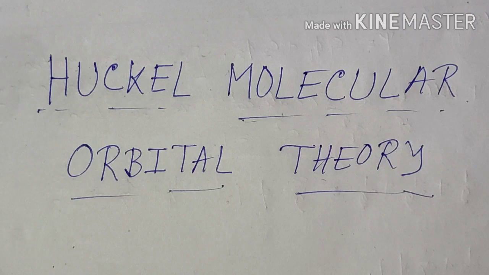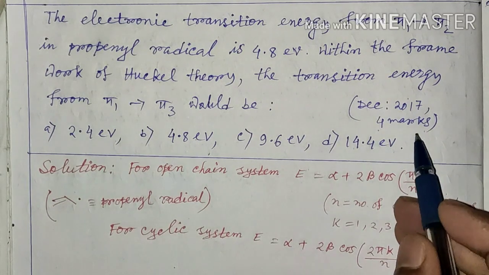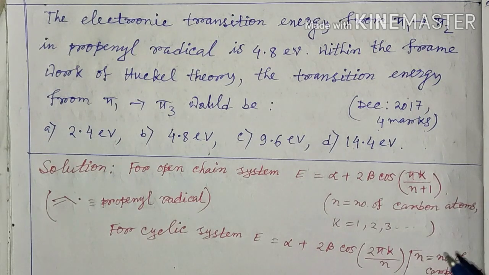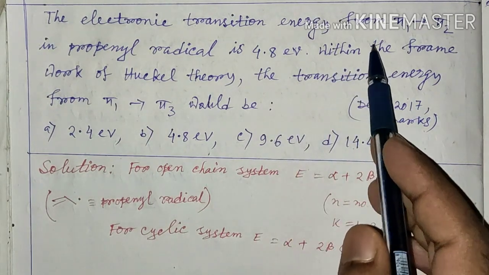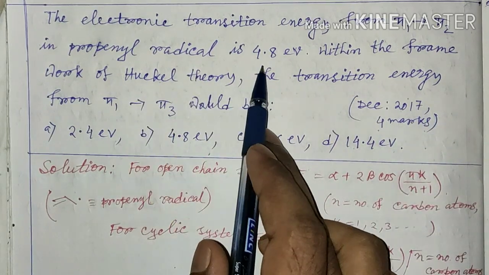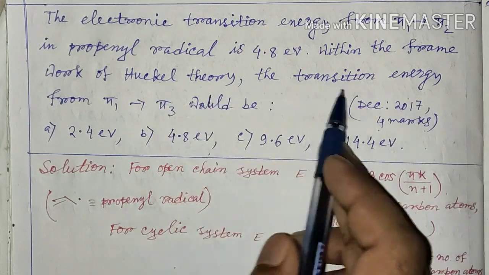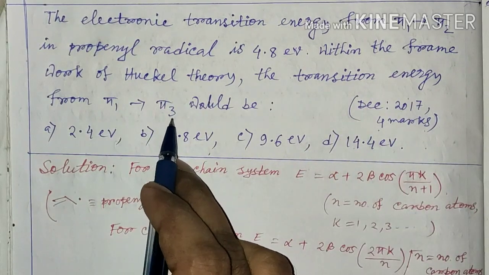So let's start the questions. This question was asked in December 2017 for 4 marks. The question is, the electronic transition energy from pi 1 to pi 2 electronic transition for propenyl radical is given as 4.8 electron volt. We have to calculate using Huckel theory the transition energy from pi 1 to pi 3.